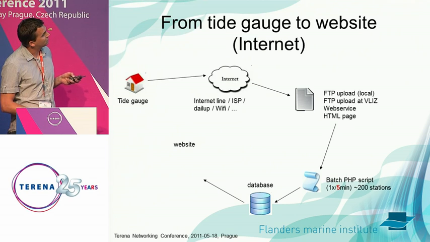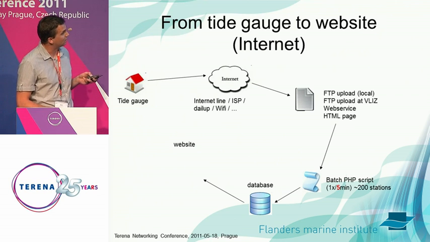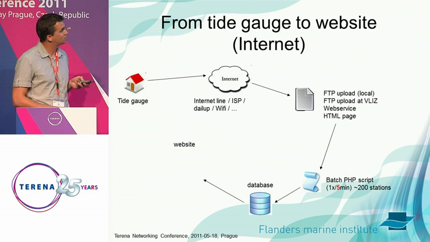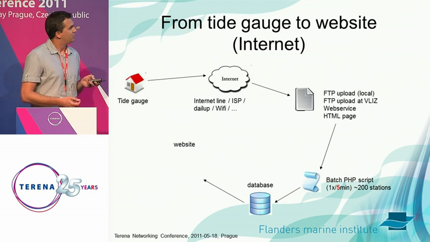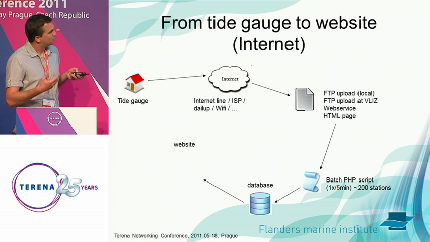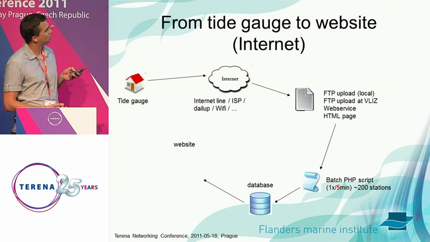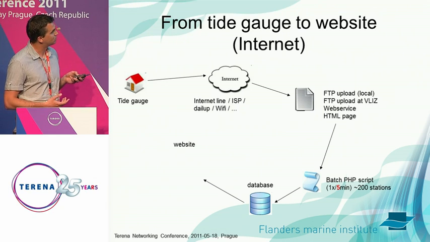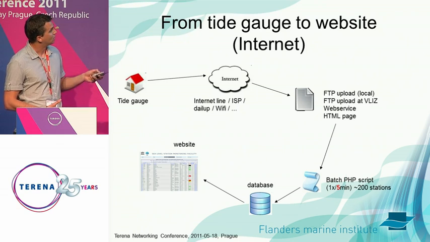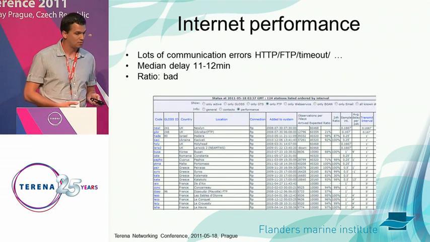From the GTS, the data was read once per minute, and this is only done once per 5 minutes, because if you are reading 200 stations and you have 50 or 60 different FTP servers that you are reading in, it takes some time to read all of those. So it takes almost 5 minutes to execute the script. You could not go any further than this. Again, the same database and website.